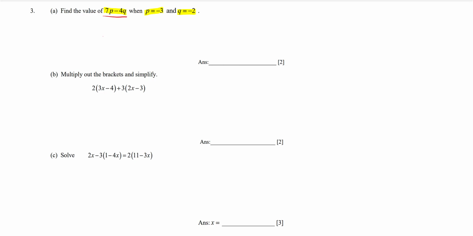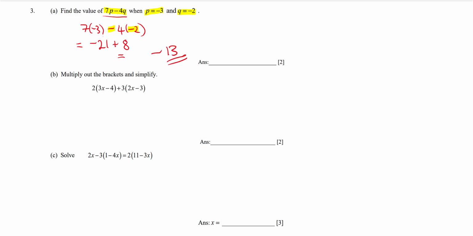So we've got 7 times p, so we're going to have 7 times negative 3, and then minus 4 times negative 2. So that's going to be equal to, well, 7 times negative 3 is negative 21, and we've got here minus 4 times minus 2. So we've got a negative and a negative, so that makes a positive. So that means negative 4 times negative 2 is equal to positive 8. And our final answer then is negative 21 plus 8, which is equal to negative 13.